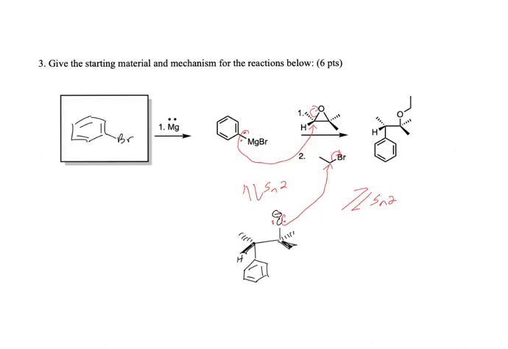So number 3, I thought it was going to be a challenging one. I wanted you to work backwards from here. We talked about this a little bit. This was: give the starting material and mechanism for the reaction below. I wasn't necessarily looking for the mechanism here. I was just looking for the starting material. If you did the mechanism here, it's fine. If you didn't get it wrong, then I won't grade it wrong. But make sure you know how to do this.